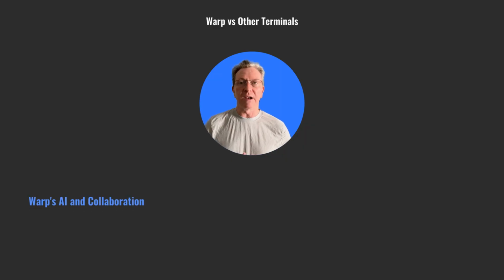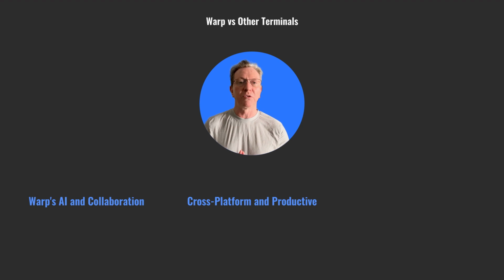Warp stands out with AI, blocks, and collaboration, offering a comprehensive experience compared to Alacritty, iTerm2, and Hyper. It's cross-platform and productivity-focused, making it a top choice. While Alacritty is fast but minimalist, Warp adds organization and AI. iTerm2 is Mac-only, but Warp is cross-platform. Hyper is customizable but slower. Warp excels in performance and features.